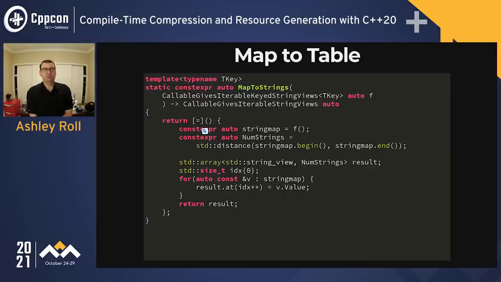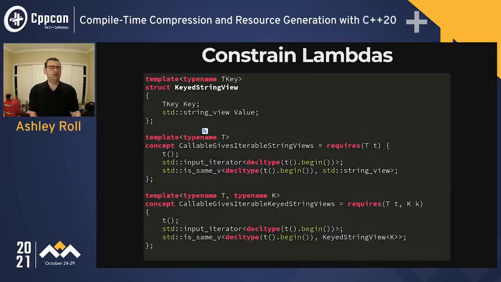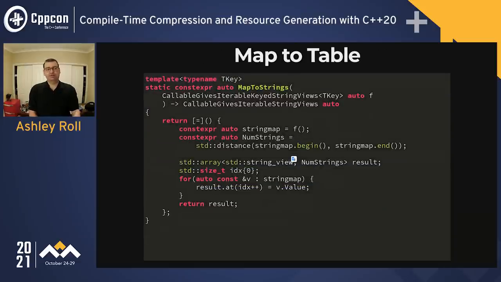So if we are now transforming one input type into another type, so our table implementation requires this type, but we're passing into our map this type, how do we transform from one to the other? And it turns out that we can build a constexpr function that does that mapping. So it takes the keyed string views and returns the callable string views. And the way that works is it returns a lambda.